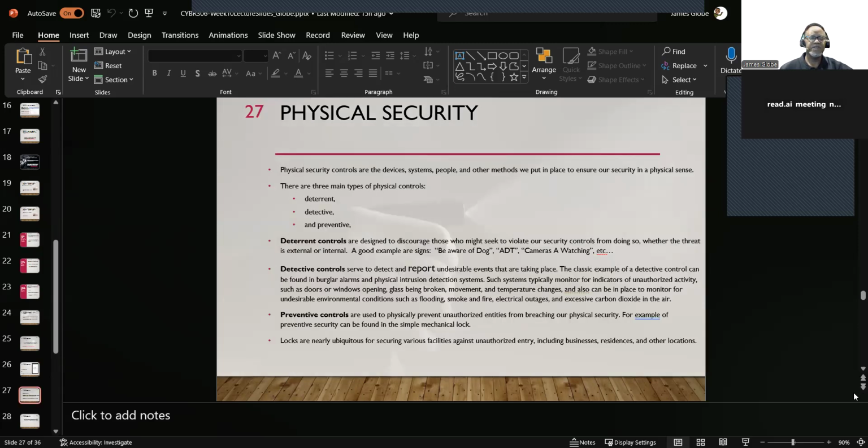This gets more into what deterrent, detective, and preventive controls you can put in place as a part of your BCP. And you can read through this. I won't read them.